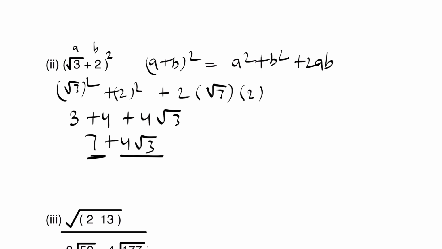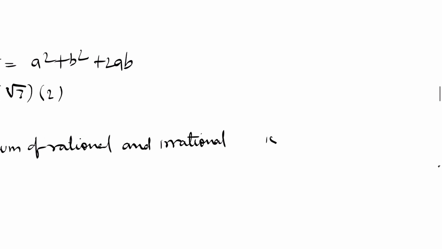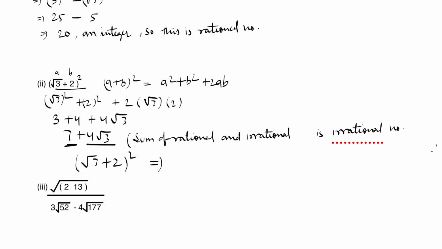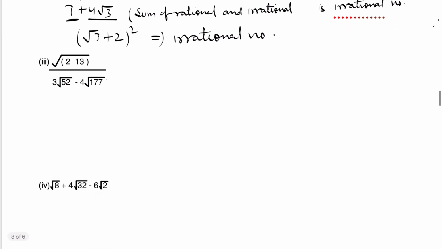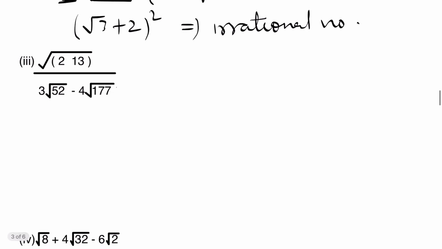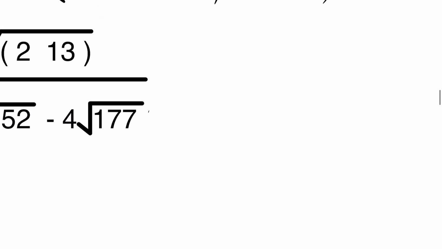Okay, so this is the sum of rational and irrational, which is an irrational number. So we can write root 3 plus 2 square is an irrational number. Okay, now this is 2 root 13 upon 3 root 52 minus 4 root 117. Sorry, this is 117.